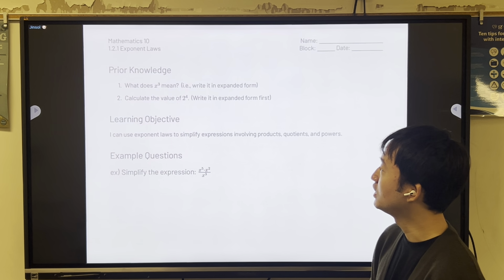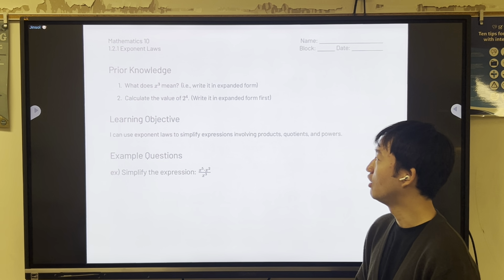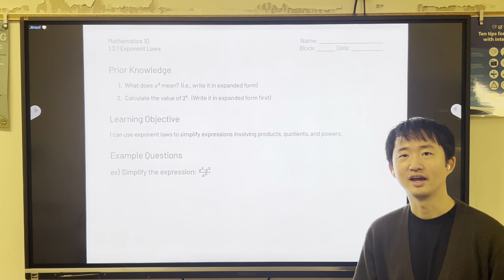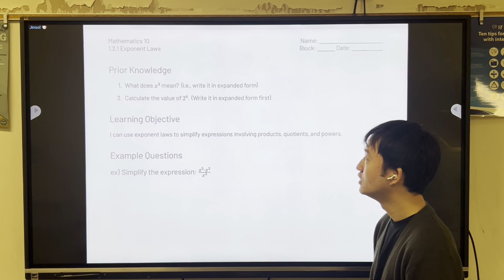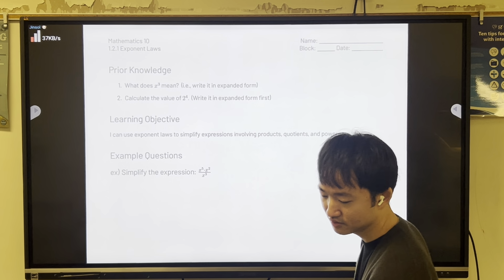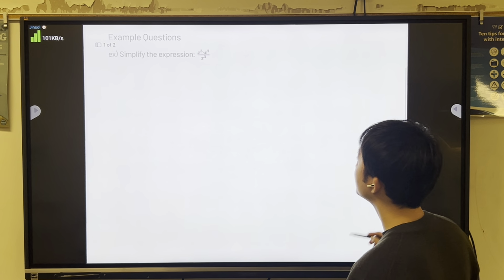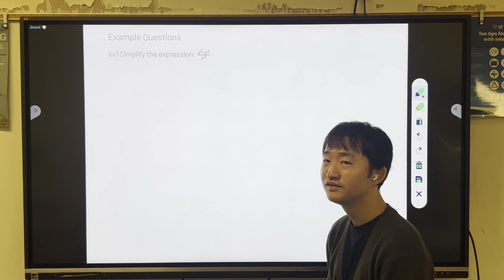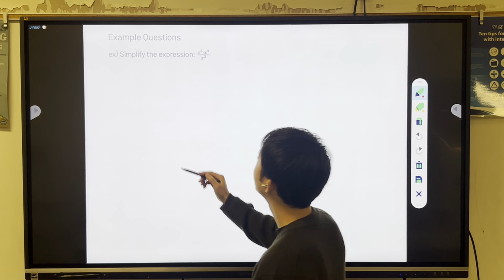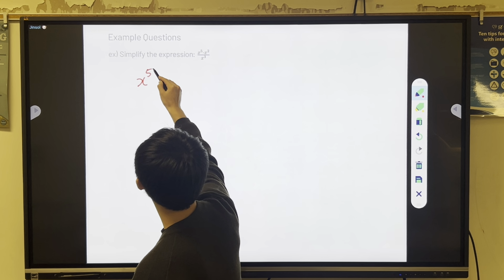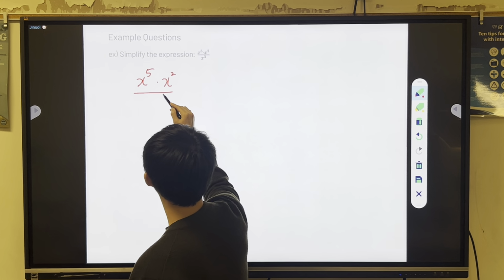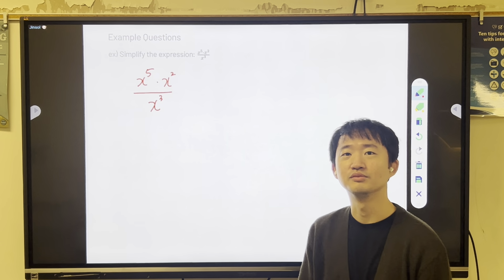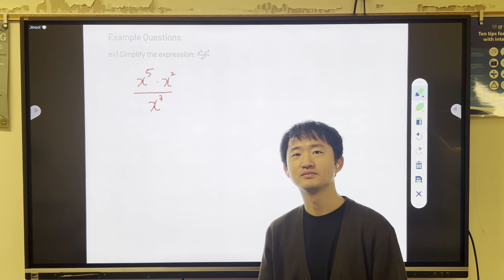After this lesson, you should be able to use exponent laws to simplify expressions involving products, quotients, and powers. So why don't we start with the example question. Simplify the expression x to the power of 5 times x to the power of 2 divided by x to the power of 3. So this is quite a messy expression. I see x multiple times and each of them has different powers. We don't like this kind of situation, so we're going to simplify it.